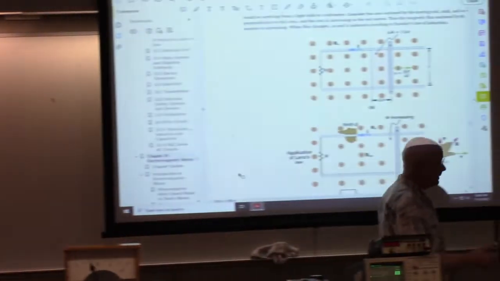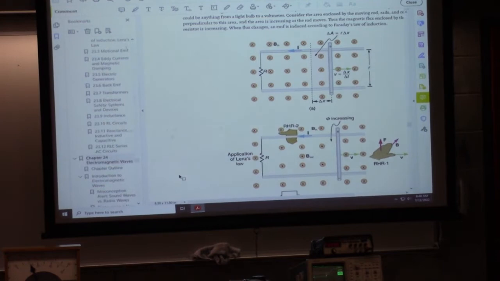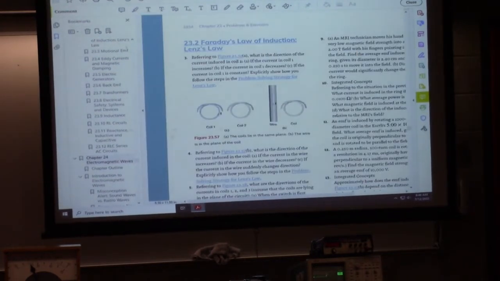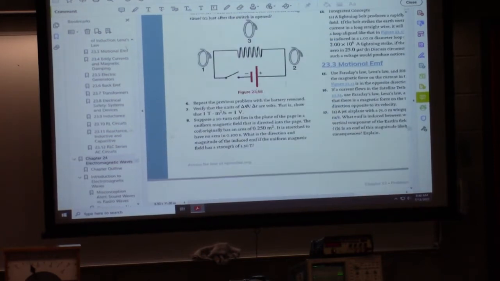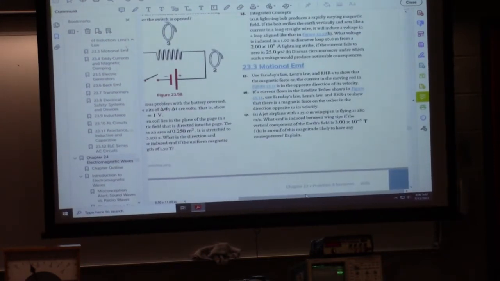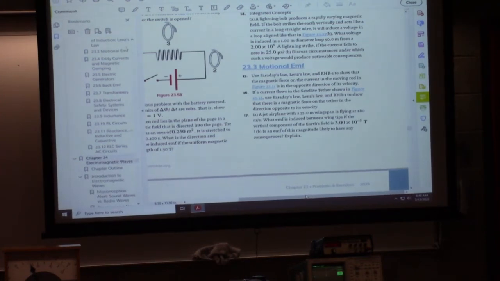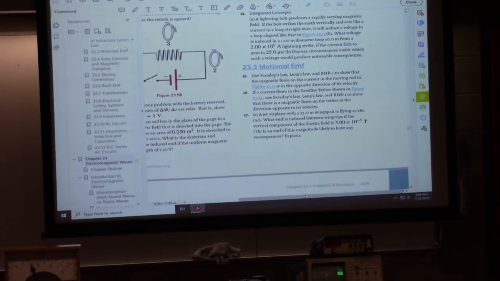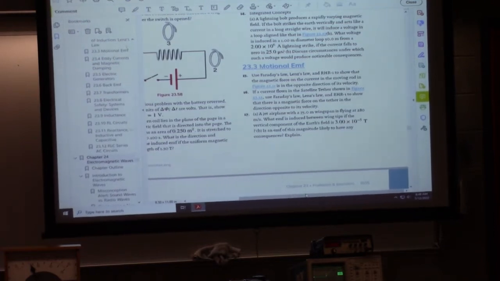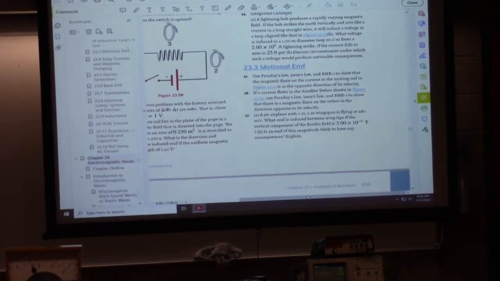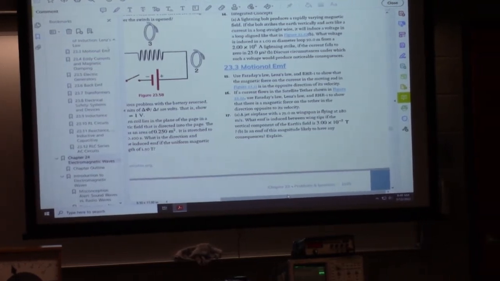All right, well, how about we try number 17 as another example here? Because 17 is also a motion EMF. Although 17 is a little bit of a letdown, but I think it'll still be okay because it doesn't make us do Lenz's law, which is the harder part. It doesn't make us do direction. It just makes us get the voltage.